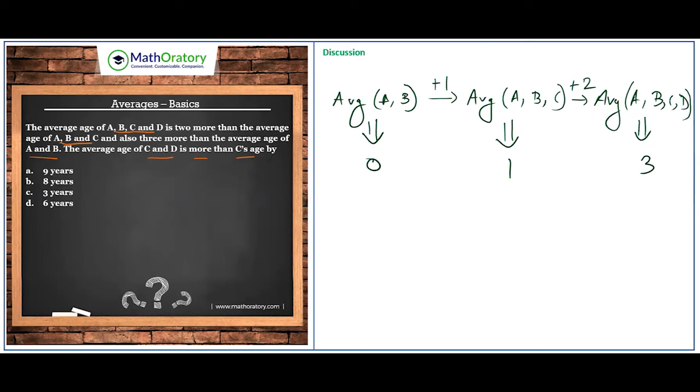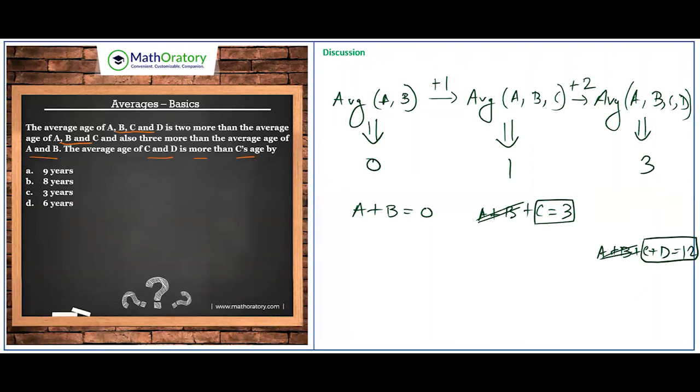So in this case, for the first scenario, the average of A and B is zero. So A plus B, the total should be zero. This is very simple, right? And from the second information, we know that the A, B, C average is one. So A plus B plus C should be 3, but A plus B is 0, so effectively C should be equal to 3, right? So C is 3. This is from the second information. And from the final one, we know that A plus B plus C plus D, the average of these four people, is 3. So the total should be 12, right? And again, AB is 0. So effectively what we get is C plus D is equal to 12.